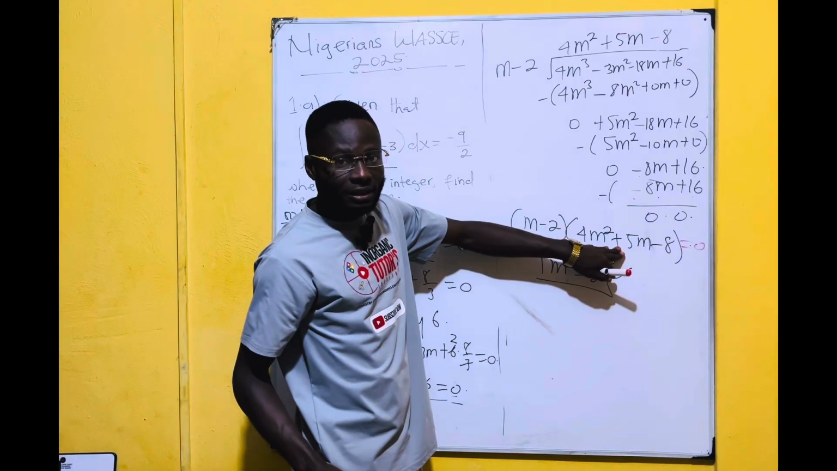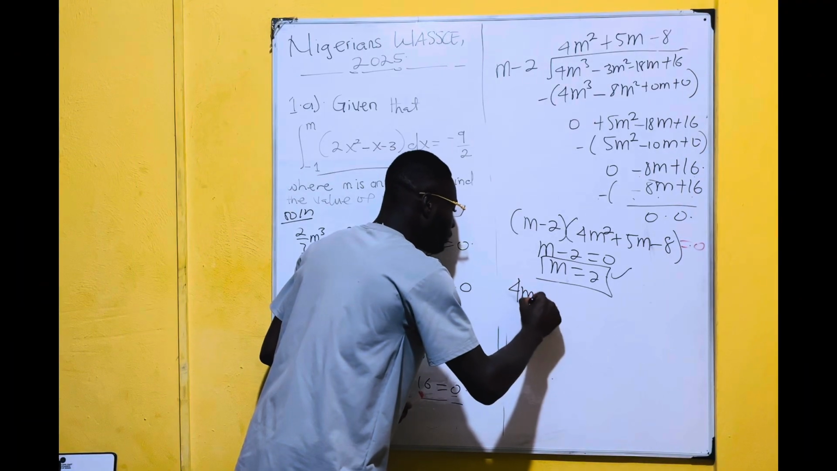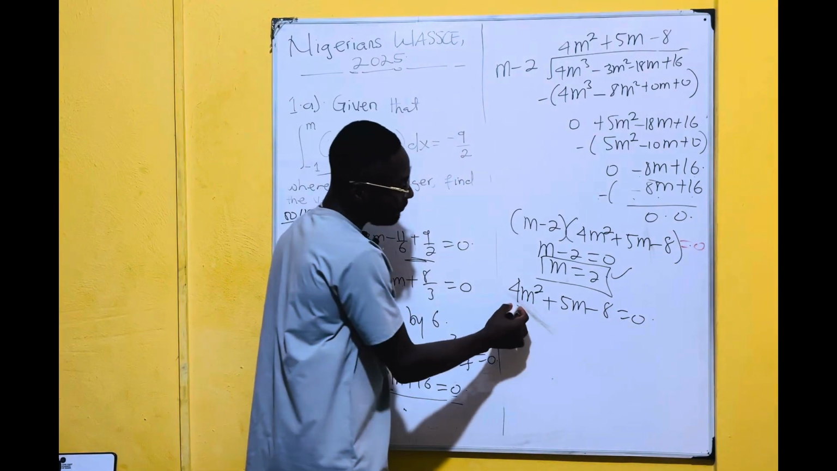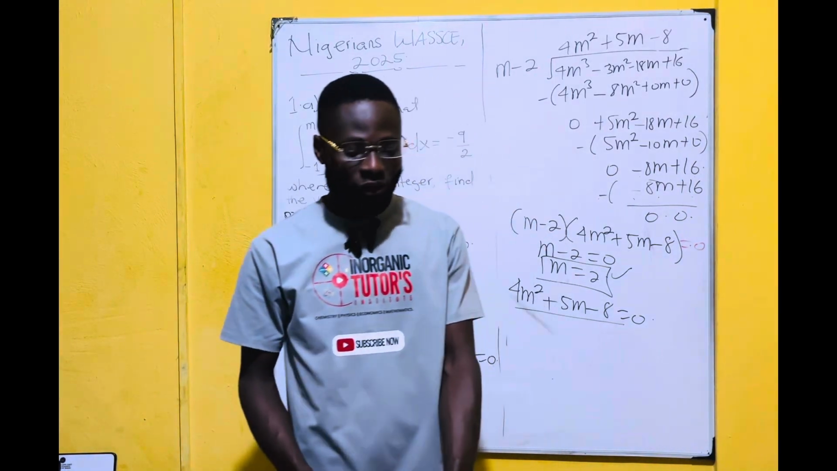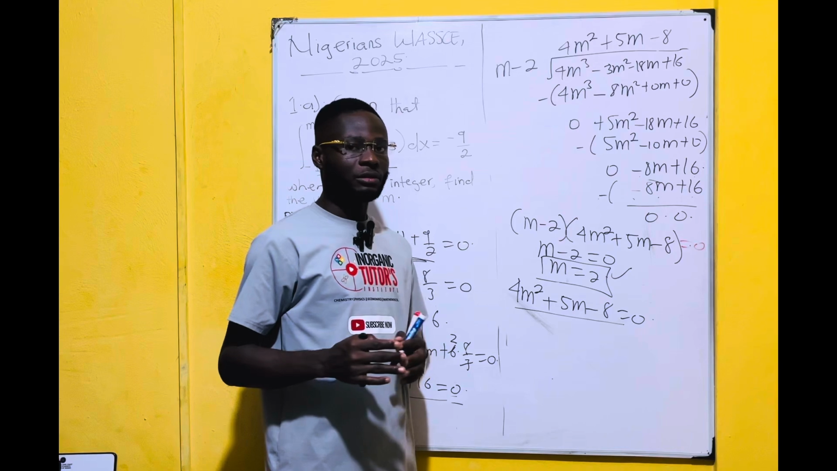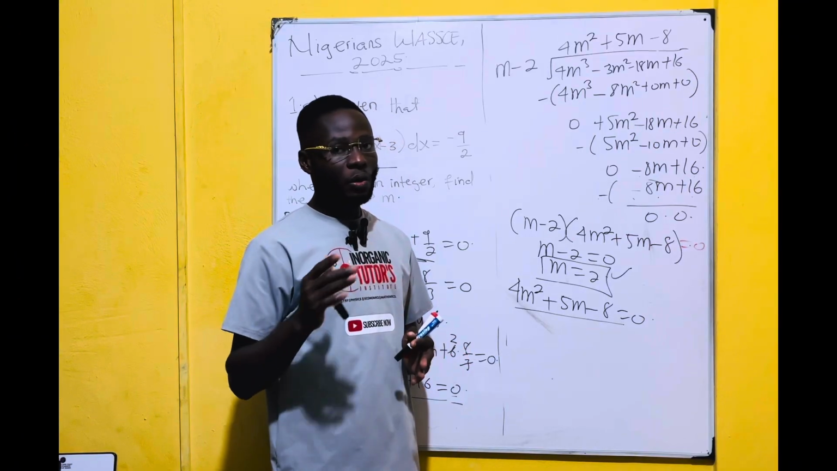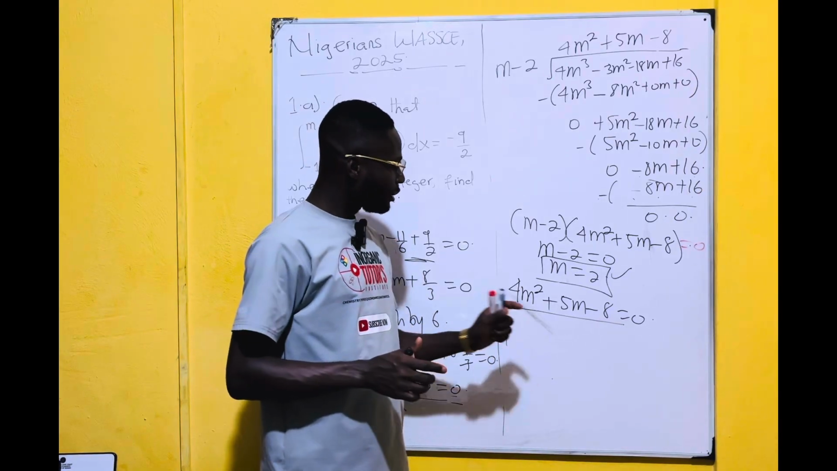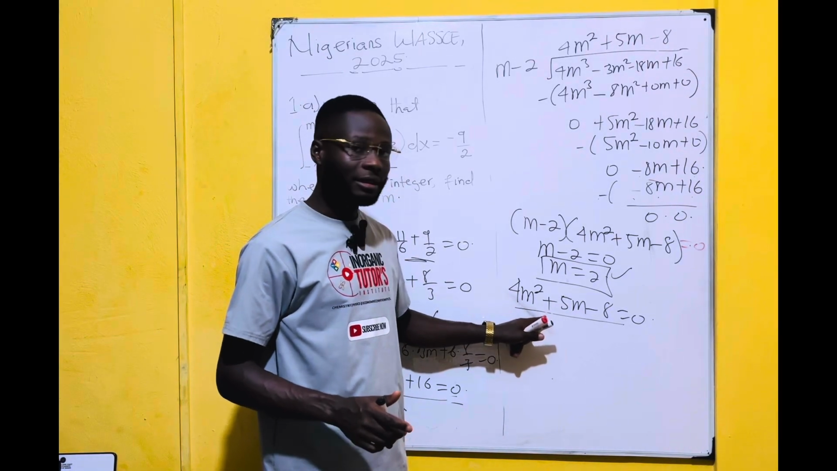Then we solve for this quadratic expression, right? That is 4m squared plus 5m minus 8 equals 0. We solve for this quadratically. And you realize that when you solve for that, you are not going to get an integer, right? It's going to be a decimal. And remember, an integer is a positive or negative whole number, right? So then, this, we are not going to get a positive or negative whole number. Never, right?